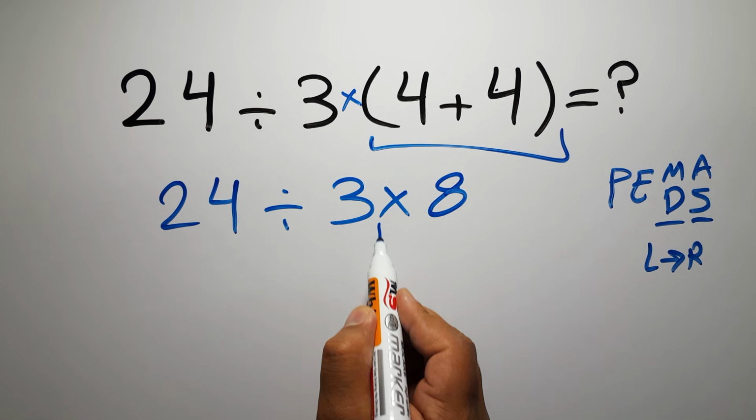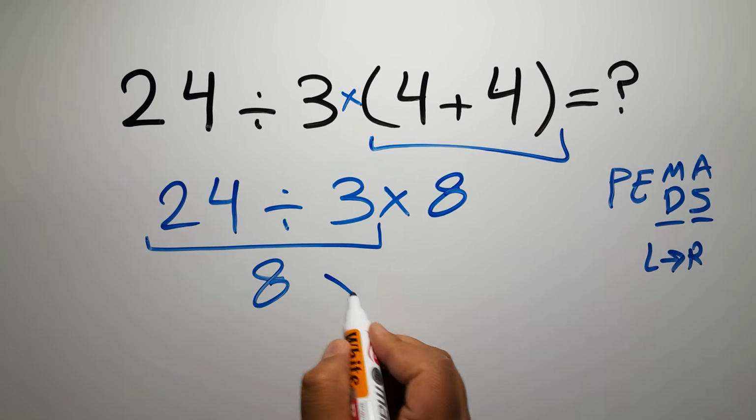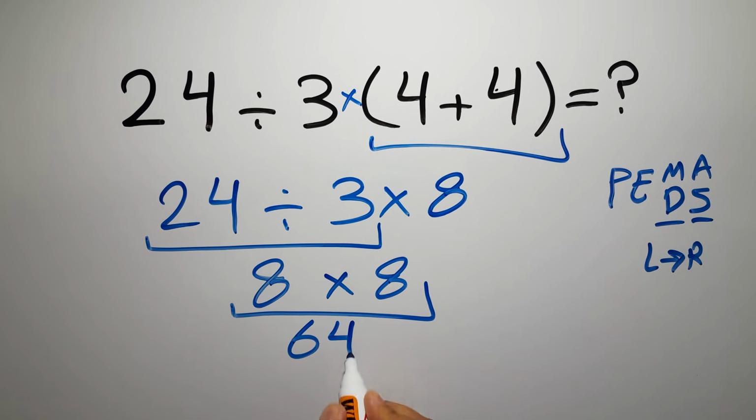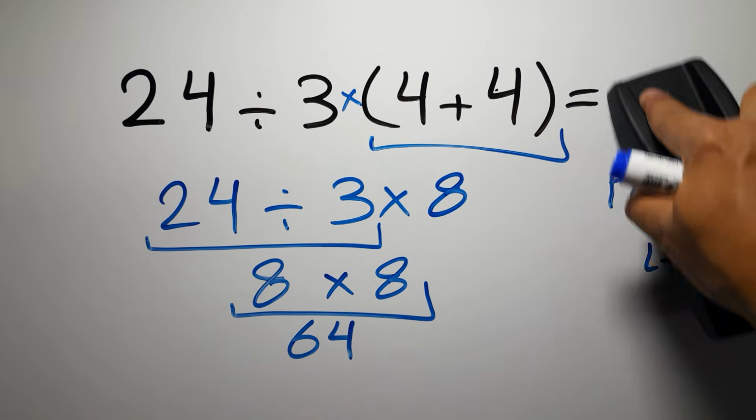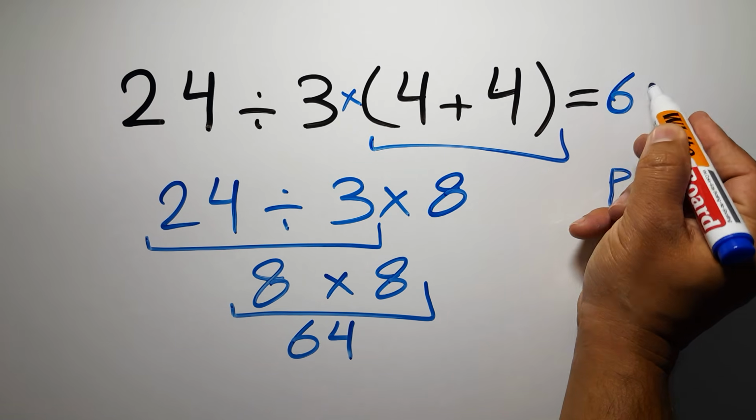24 divided by 3 gives us 8. And 8 times 8 equals 64. This is our final answer to this problem. The correct answer is 64.